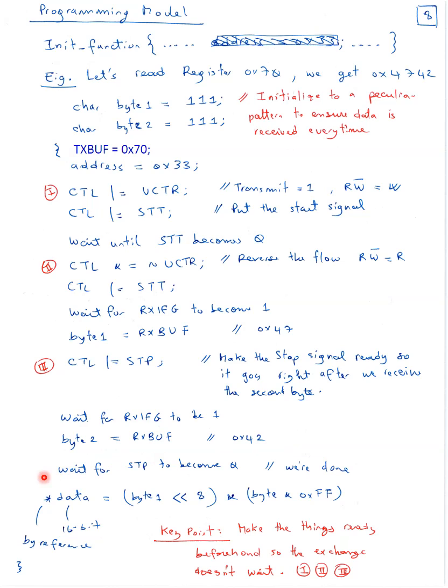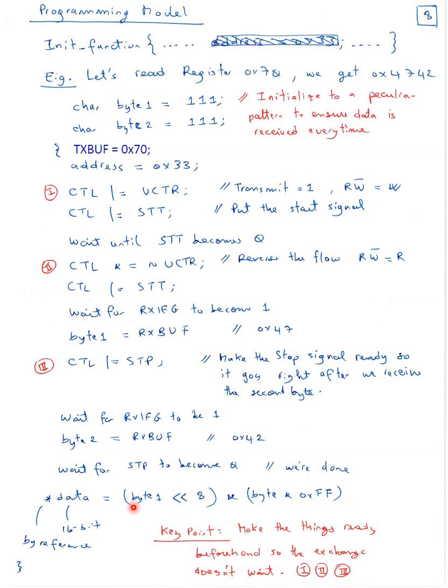Before we finish this code, let's pretend this code is a function. We're gonna write a while loop to wait for stop to become 0. I asserted the stop. When the stop signal is transmitted, this becomes a 0. And that means the whole I2C exchange is finished.